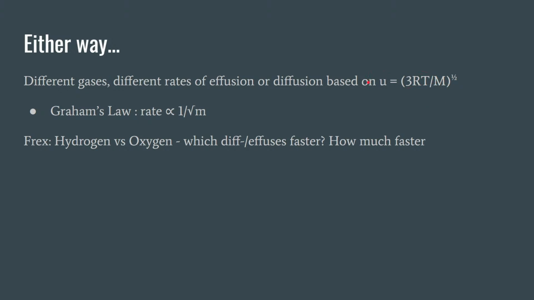So u, the average speed, is equal to the square root of 3RT over molar mass. This is known as Graham's law.